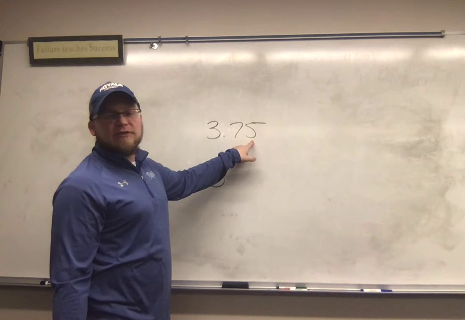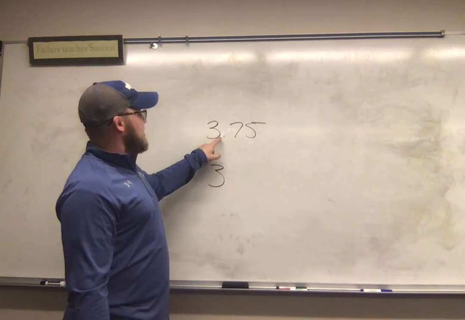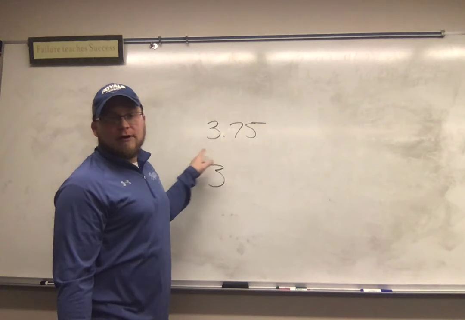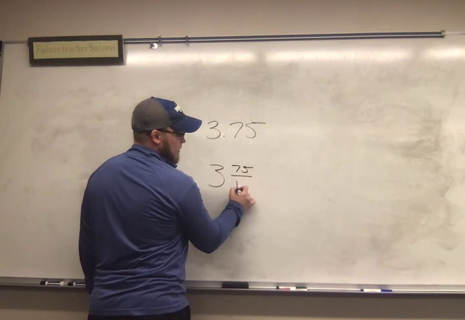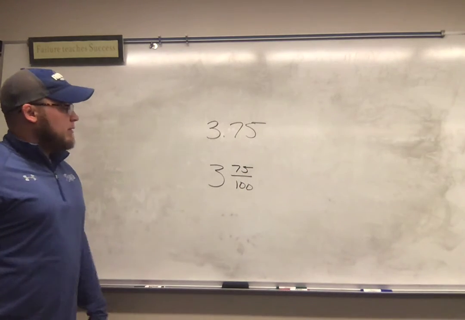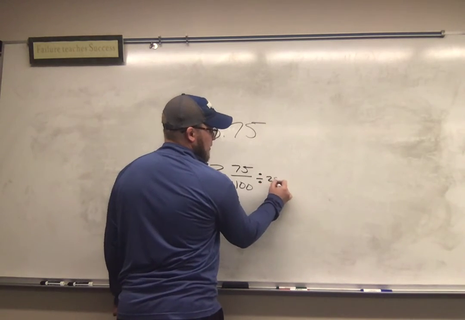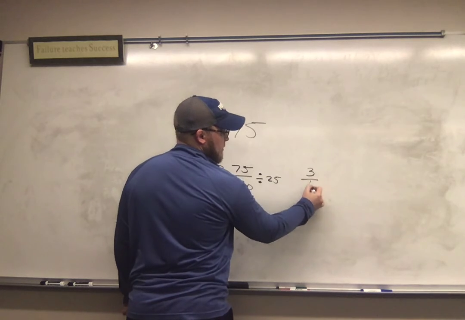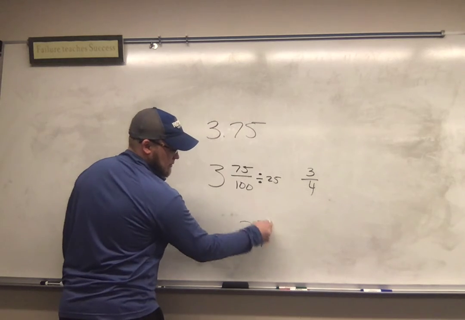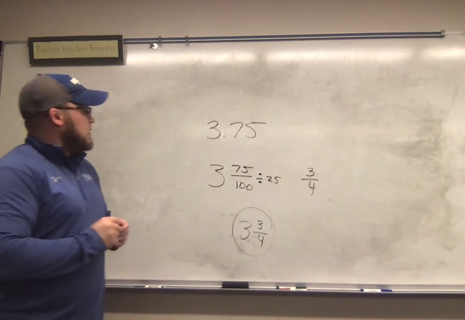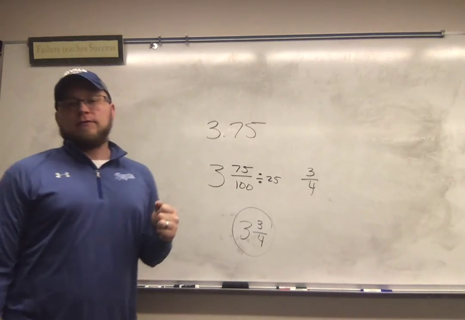And then what place value does the 5 end in? Tenths, hundredths. So you'd say 3 and 75 hundredths. Well, that's 75 over 100, and 25 goes into both of those. So if you divide each number by 25, you get 3/4, which is 3 and 3/4. So again, what I mean by say it properly is saying the number and what place value it ends in.